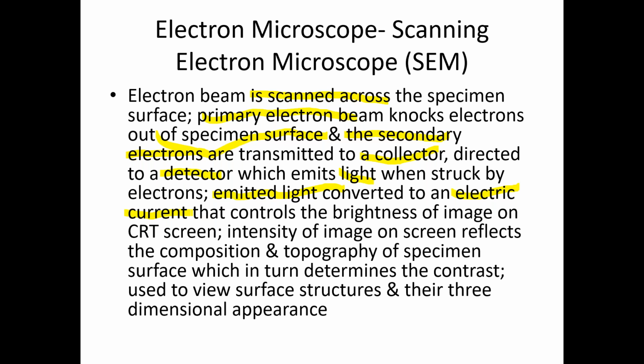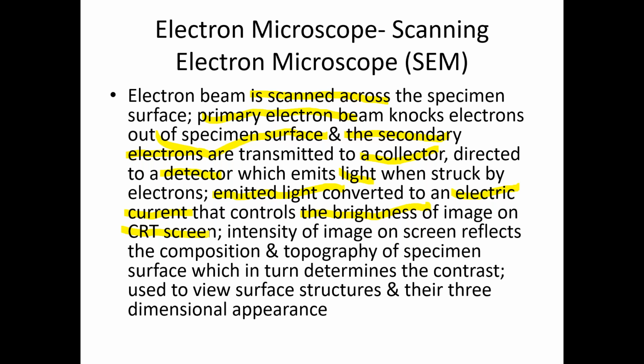In scanning electron microscope, the emitted light is converted to an electric current which controls the brightness of image on CRT screen. So what is CRT screen? CRT screen is nothing but cathode ray tube screen. CRT screen means cathode ray tube screen. Clear?